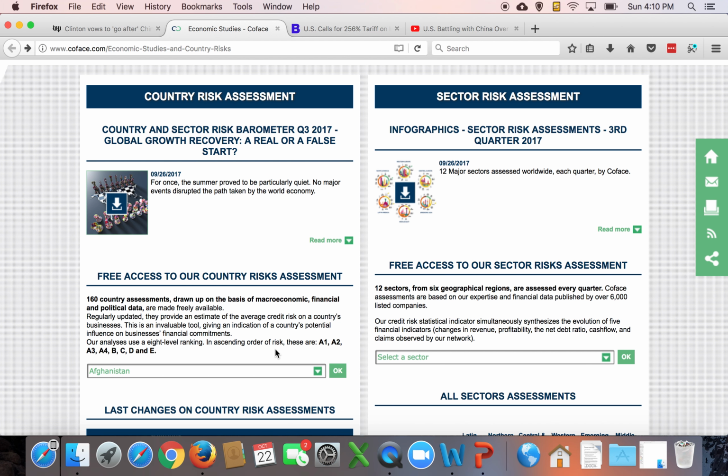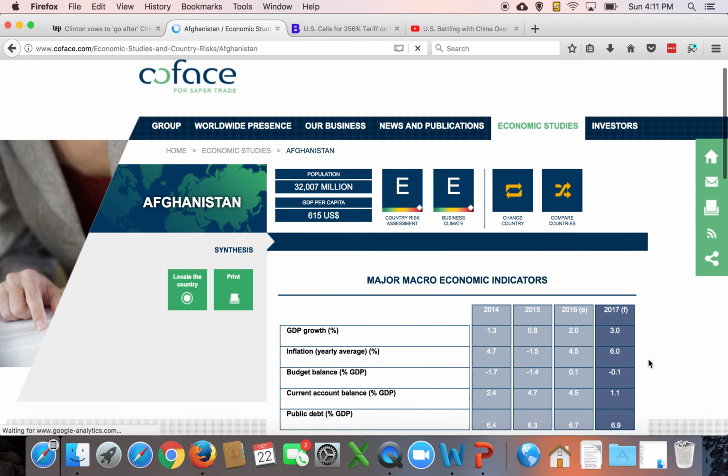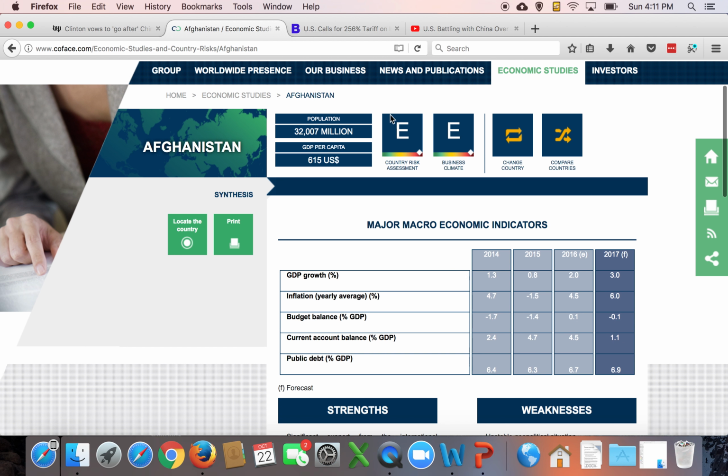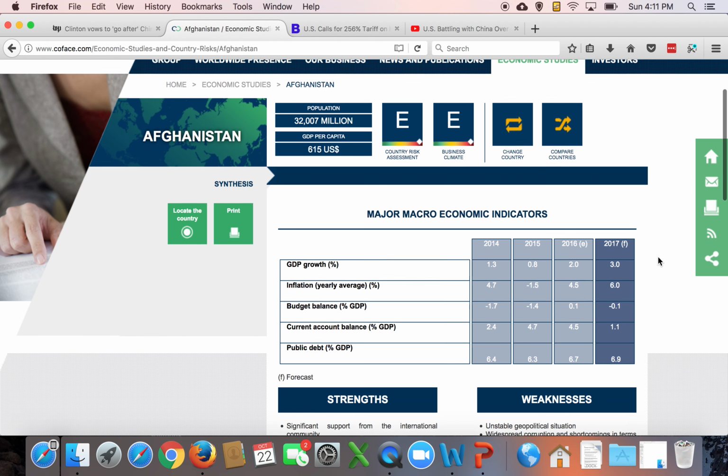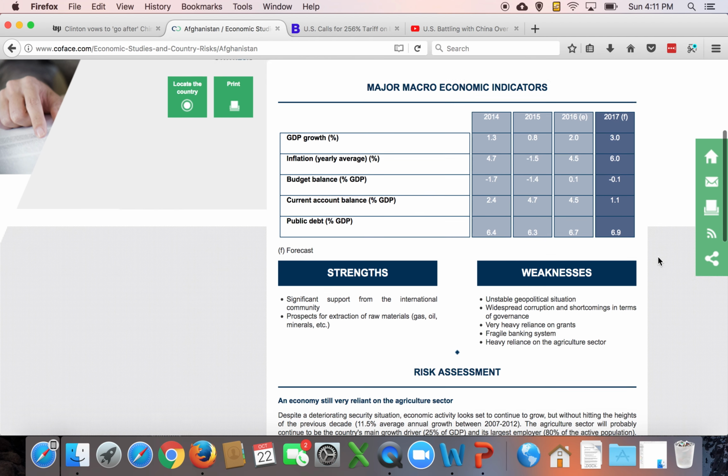And you can see that there's an 8-level ranking of risk. It starts at A1 and it moves down to E. So A1 is the best, safest country to do business in, and E would be the least safe. So let's take a look at Afghanistan just for fun. And I would recommend that you do this for your countries. You can see that Afghanistan has a country risk assessment of E and a business climate of E. I would definitely not consider doing business in Afghanistan at this point. It looks like it's a very unhealthy place to do business.